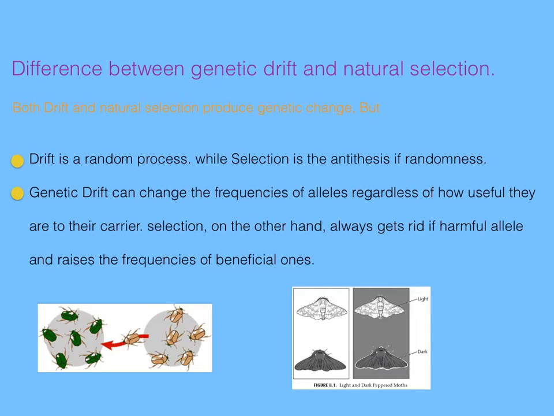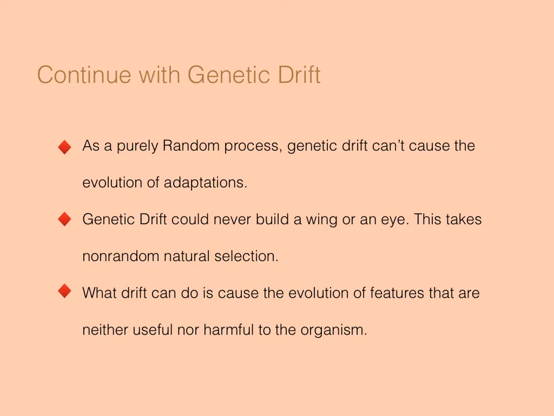And another change is that genetic drift can change the frequencies of alleles regardless of how useful they are to their carrier. Selection, on the other hand, always gets rid of harmful alleles and raises the frequencies of beneficial ones. So, genetic drift is a very important factor to evolution, but the only thing is that it does not cause adaptations. For adaptations, you need non-random natural selection. So what drift can do is cause the evolution of features that are neither useful nor harmful to the organism.